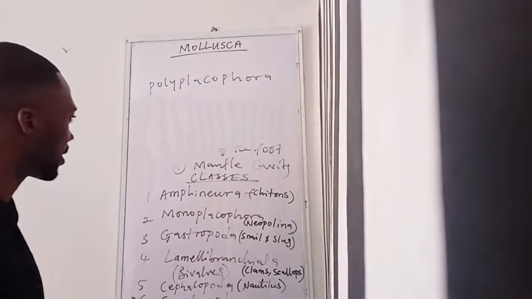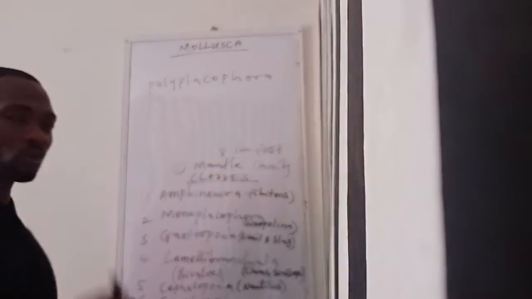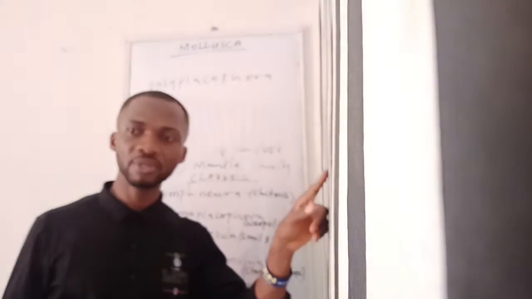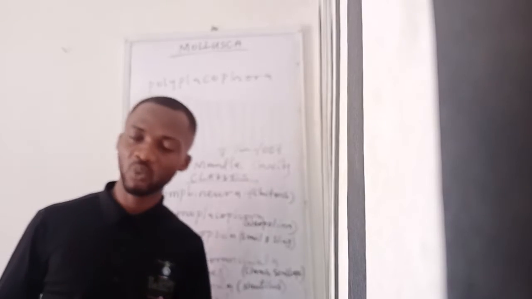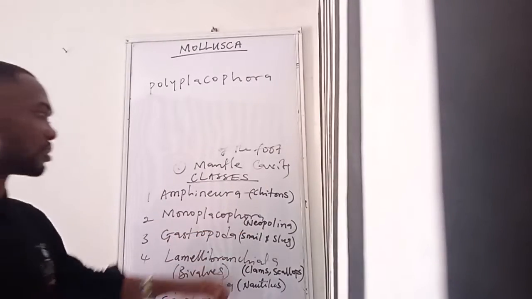Then we'll have the next class, which is called the monoplacophora. Mono, of course, means one, so it has one layer of shell. One shell, the monoplacophora. An example is the neopolina.